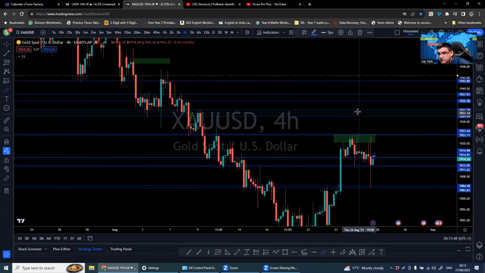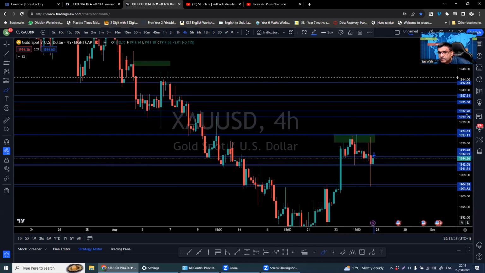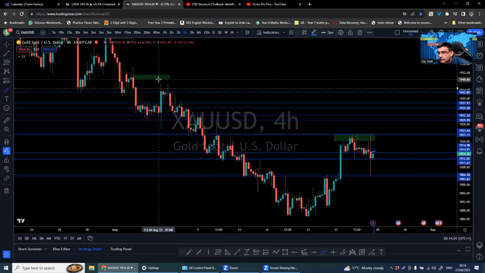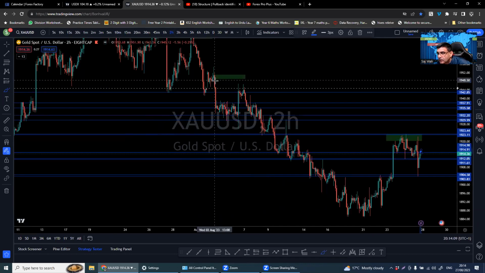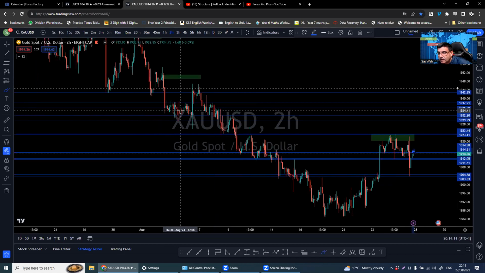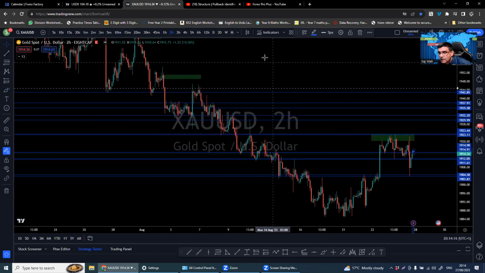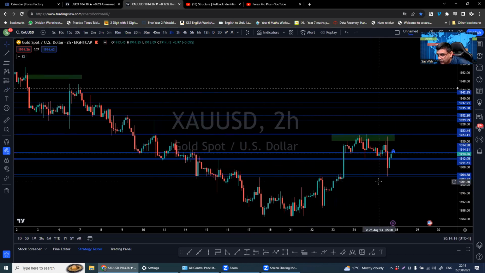However, if it breaks, then we can see this 1930 level, 32 level, 35 level, and 38 and around 40 level. And further up, we got this fair value gap around, yeah, this 1950 level. And further on, we have other levels. That's the upside story.